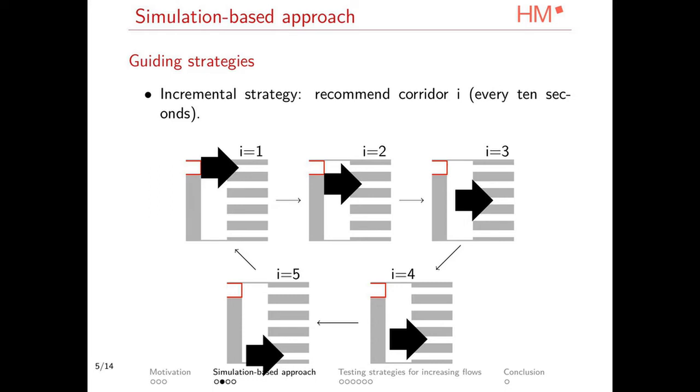Now we come to the, for me, most interesting part, the guiding strategies. We consider two guiding strategies in this study. The first strategy is the incremental strategy. So we have 5 corridors. The shortest corridor is corridor number 1. The longest corridor is corridor 5. And every 10 seconds we recommend the next corridor. We start with corridor 1, then 2, 3, 4, 5, and then repeat the procedure. This is quite simple, and we hope that this strategy is suitable to distribute the crowd.